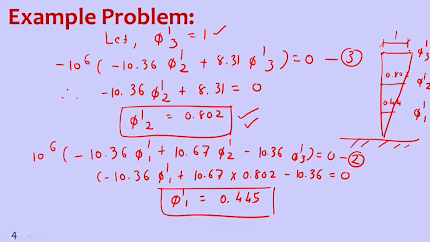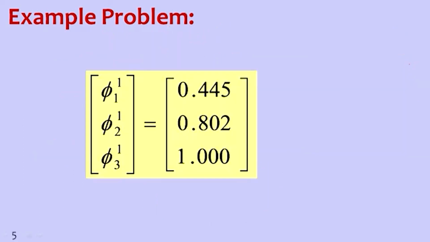This will give me the mode shape. So here we got the mode shape of a building. So this is for delta 1, mode shape of a delta 1. Now similarly, this is our final answer: 0.445, 0.802, 1. We are writing from first floor to third floor, or the topmost floor.